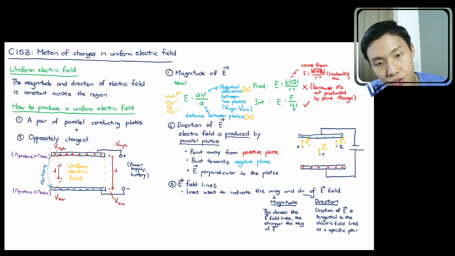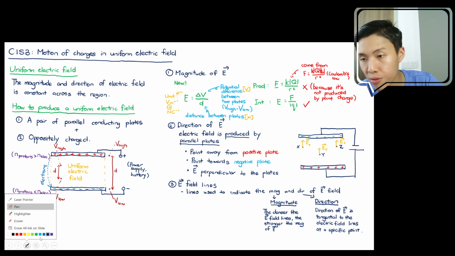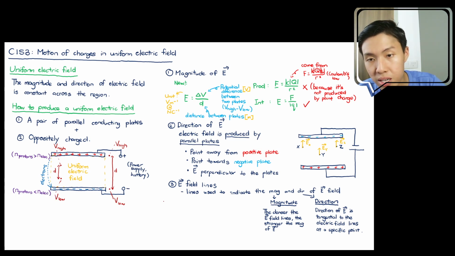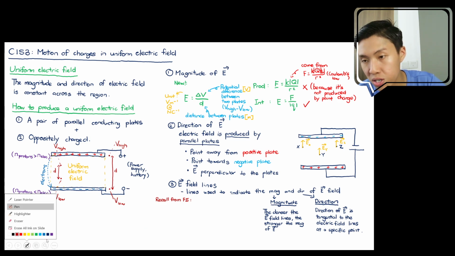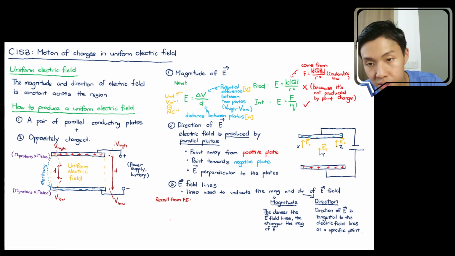Okay, so let me illustrate the idea first. I'm going to use an example of what we have learned in secondary school actually. Let's do it in brown maybe. We are going to recall what we have learned from school, I think this is Form 5 maybe. If you have a positive charge, the electric field lines should look something like this.